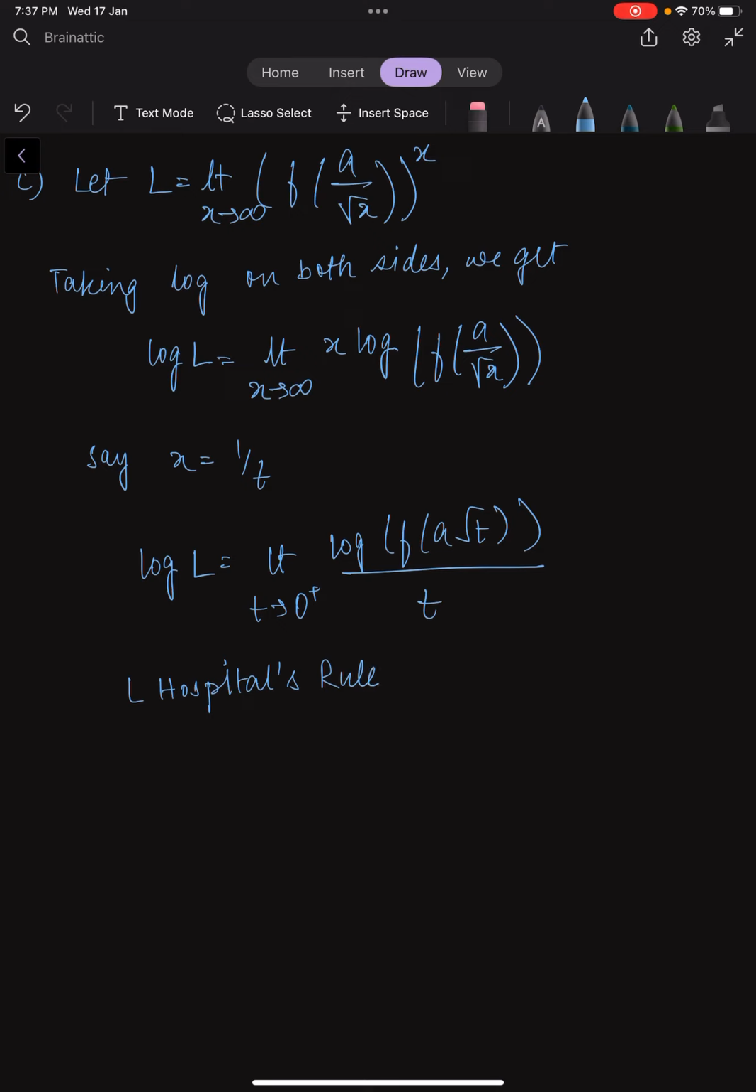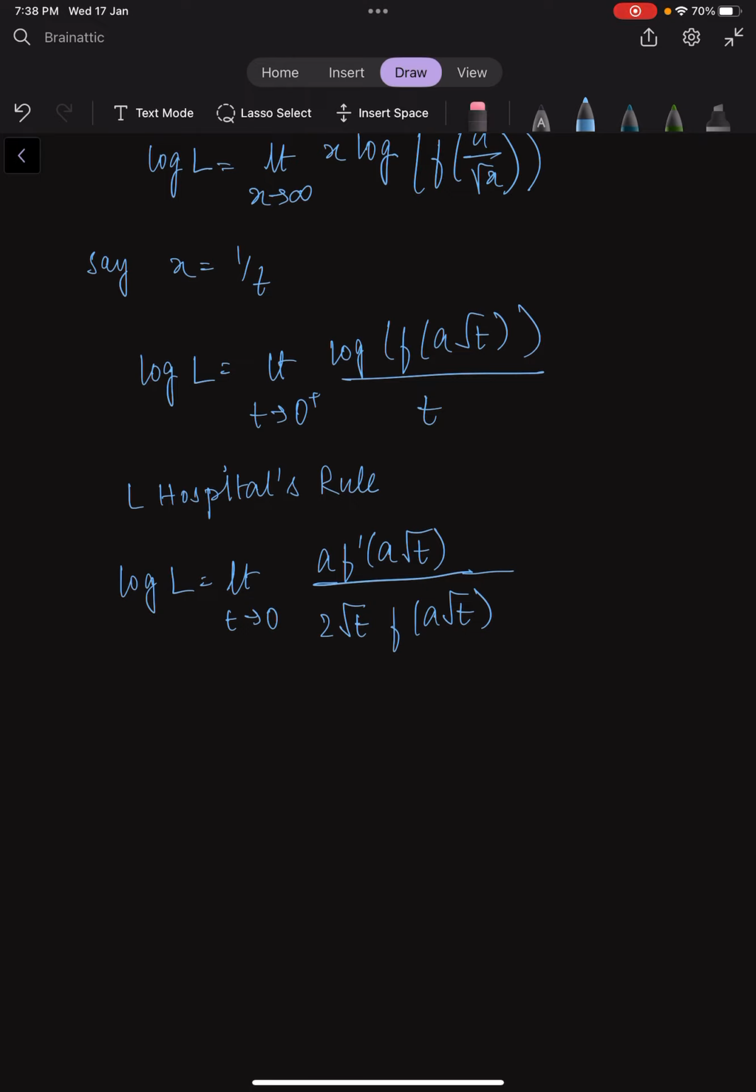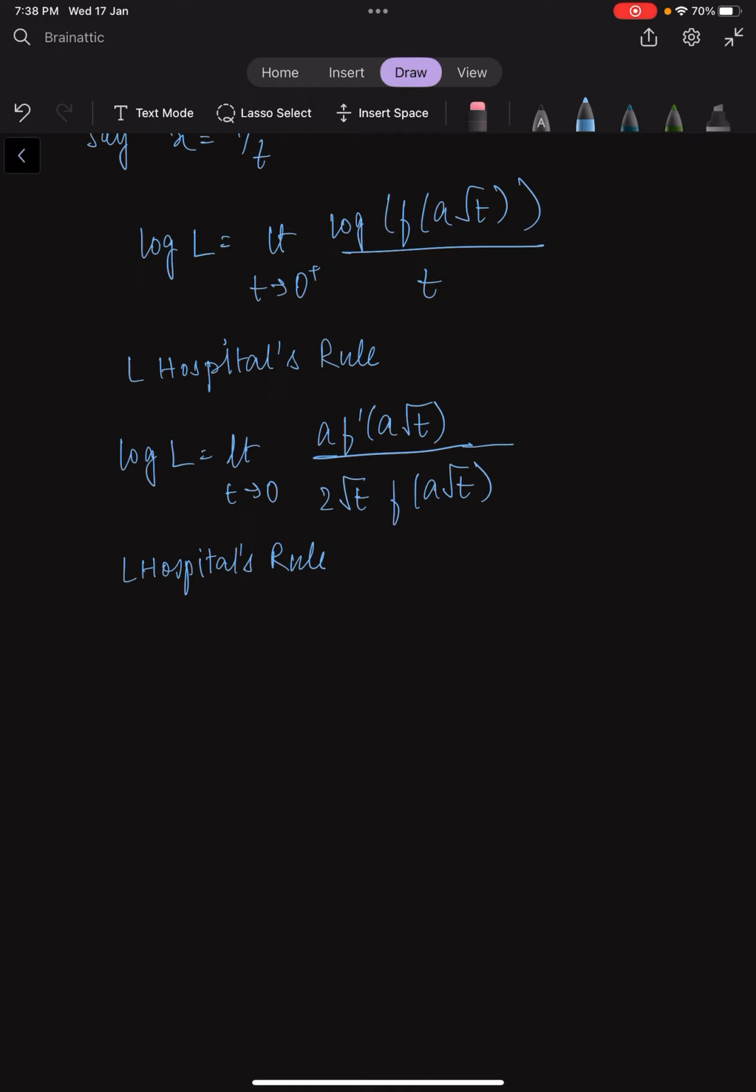What we get is log L is equal to limit t tends to 0 of a f dash of a√t divided by 2√t f of a√t. So again, if you put the value of t in the fraction, you will find this is still in the indeterminate form, that is 0 by 0. Therefore, we'll again apply L'Hospital's rule.